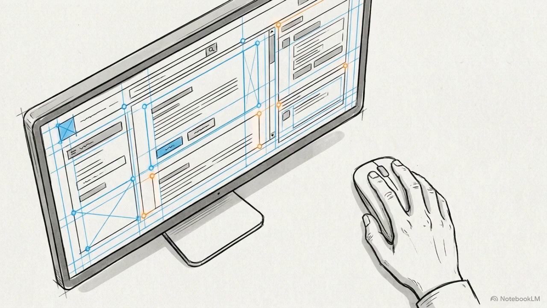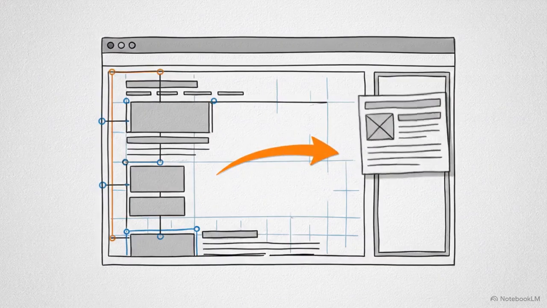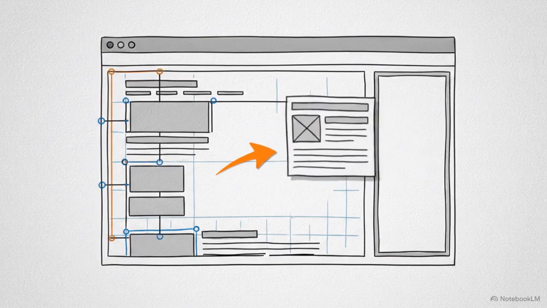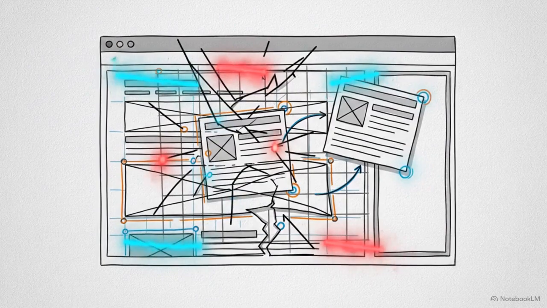You spend hours building a precise, mathematically aligned UI component. It looks perfect in your development environment, but the moment you drop it into a different section of your live application, the layout breaks, the text overflows, and the structural integrity shatters.